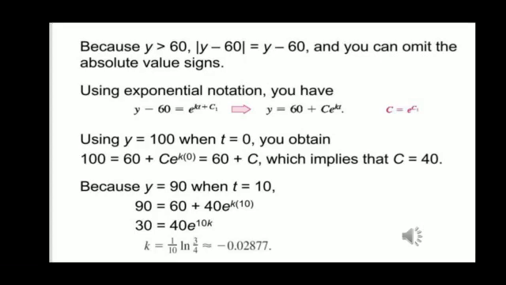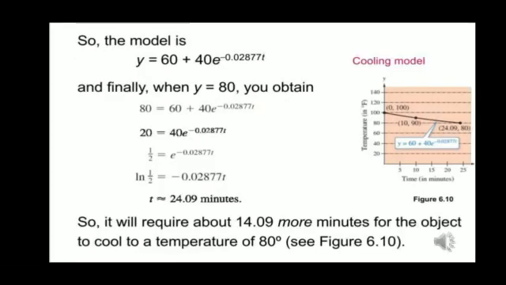Because y is equal to 90 when t is equal to 10, 90 is equal to 60 plus 40 e raised to 10k. 30 is equal to 40 e raised to 10k. k is equal to 1 upon 10 ln of 3 upon 4, which is approximately equal to minus 0.02877. So the model is y is equal to 60 plus 40 e raised to minus 0.02877t.